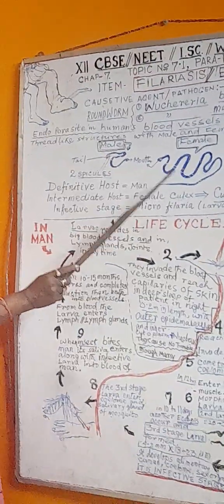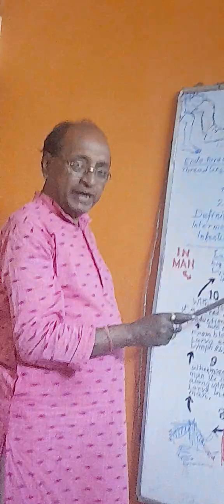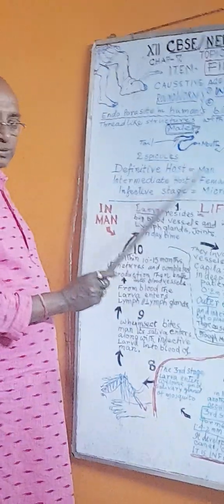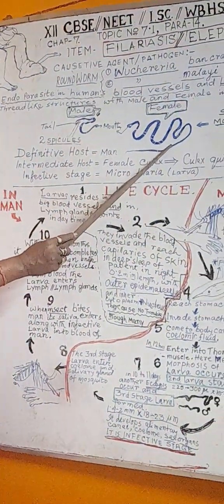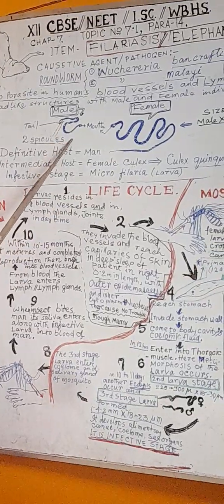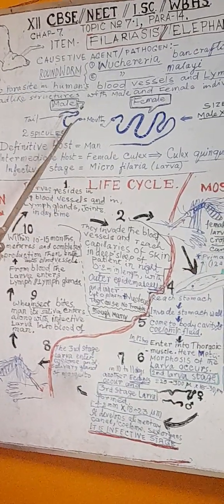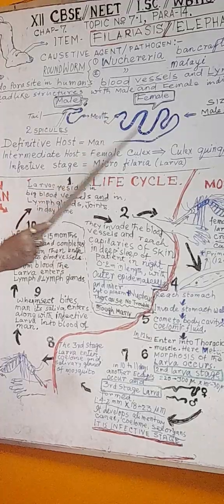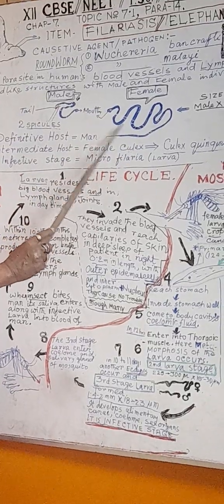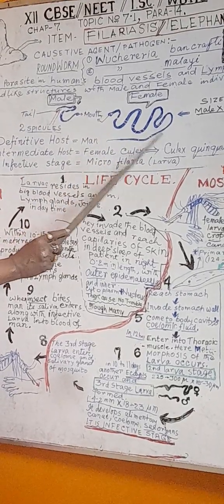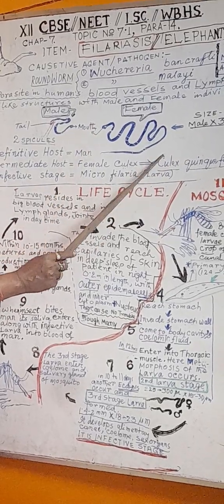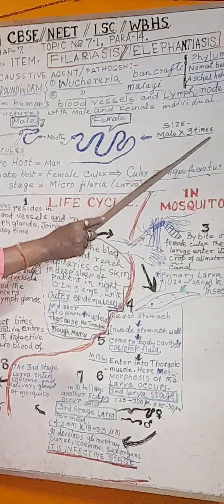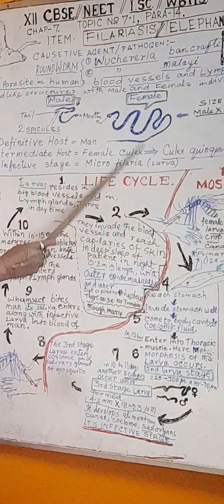When they remain in the blood vessels and the lymph glands, they are of two types morphologically. They are dimorphic: one is the male and the other is the female. The male is small, and the female is greater in size than the male, about three times the size.